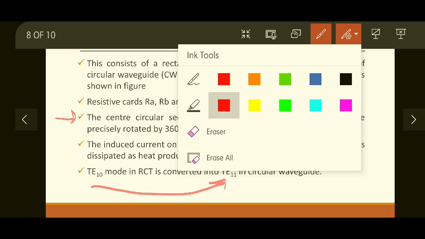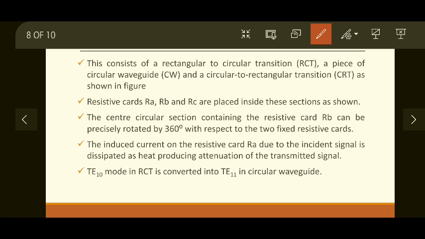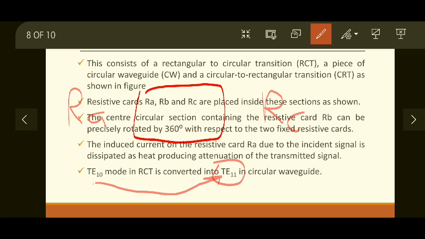TE11 is not a dominant mode for a rectangular waveguide, but it is the dominant mode for a circular waveguide, and that's why this conversion is necessary. So in short, RA and RC are not producing any attenuation. Their job is to convert TE10 mode into TE11. Why TE11? Because the center part is a circular waveguide.